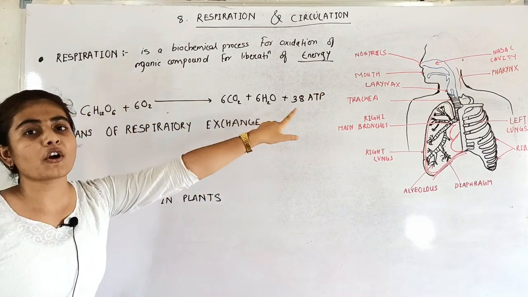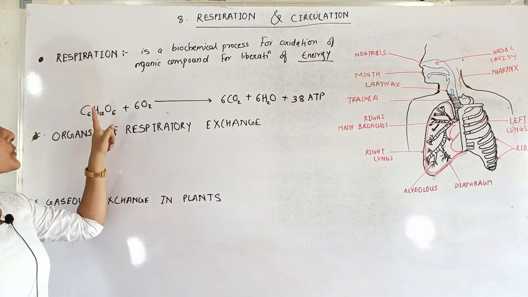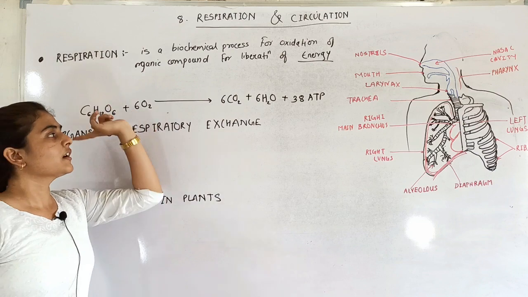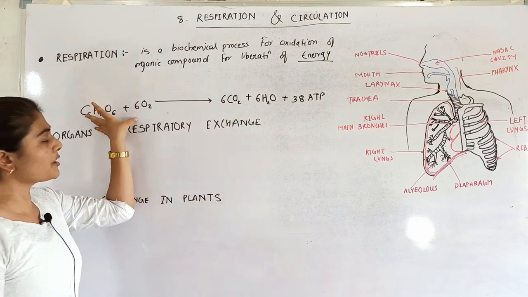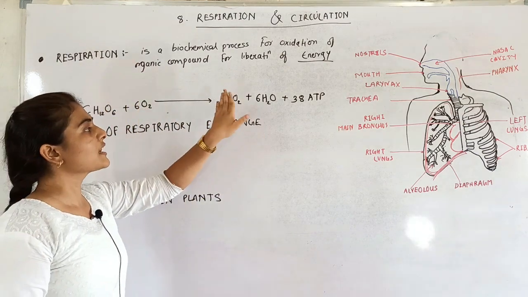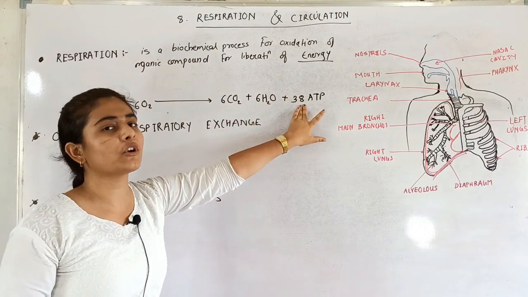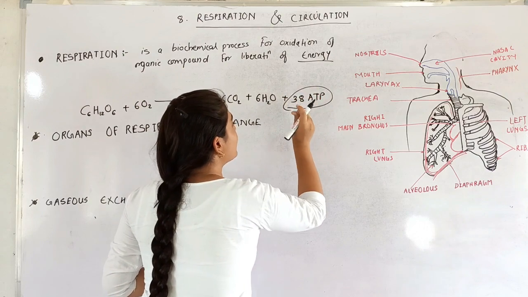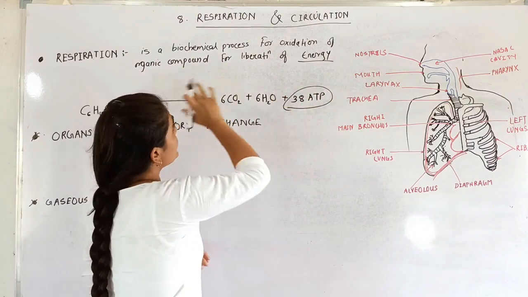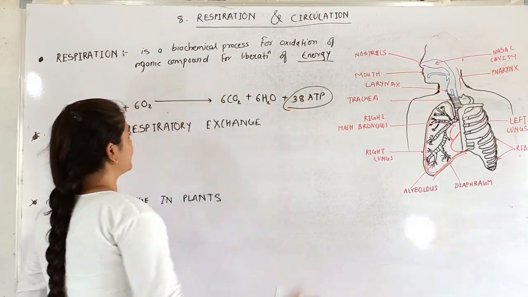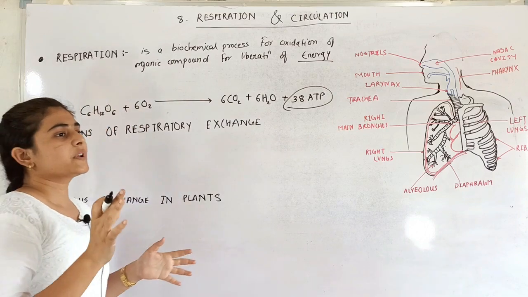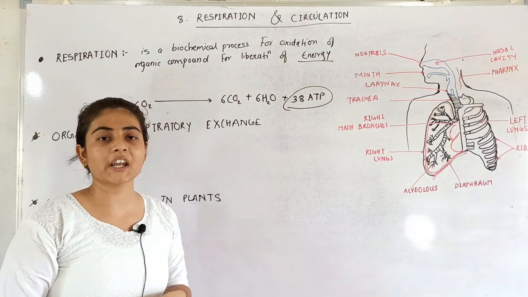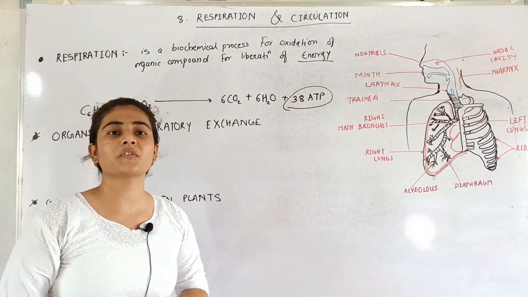So the reaction of respiration is C6H12O6, that is glucose, plus O2, that is oxygen. These two compounds get oxidized and give CO2 plus H2O plus 38 molecules of ATP, which is the main objective of the respiration process. Respiration includes 3 major steps: inspiration, expiration, and exchange of gases.